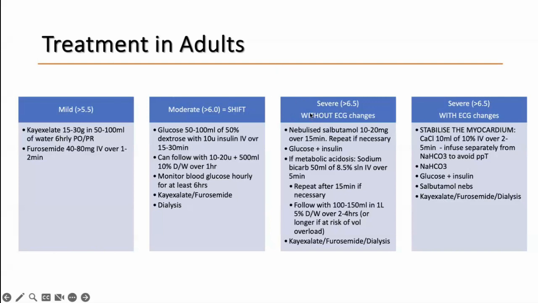Then when you're looking at severe and you have ECG changes, as soon as you have ECG changes, you need to stabilize that myocardium. That is your number 1 priority. So you can give your calcium chloride, 10 mils, and you need to be sure, if you have given or are planning to give sodium bicarb, it needs to be in a separate IV line, because otherwise it will precipitate. Then again, your glucose and insulin, salbutamol, and then your increased elimination. So that's looking more at treatment in adults. And always remember to check your ECG before you start your treatment.